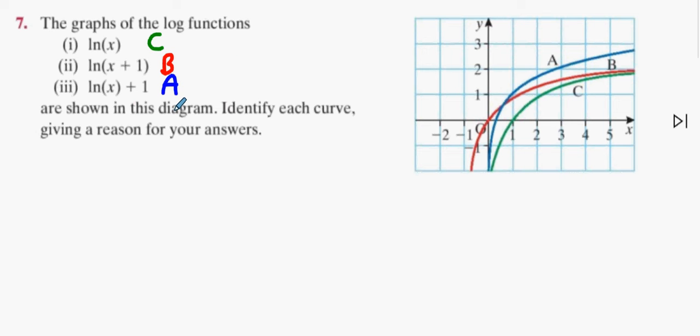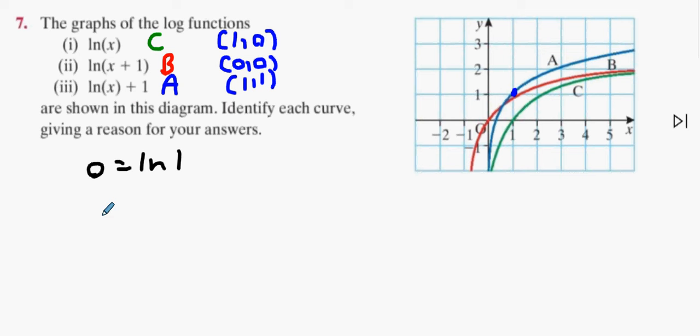CBA. Now, give a reason for each choice. Well, the reason for each choice is this one has the point 0, 1 on it. This one has the point, what's that one again? 0, 0, isn't it? And this one has the point, what is the point it has? It has the point 1, 1, doesn't it? And what you can simply do to show that is the following. You can go 0 equals ln 1.